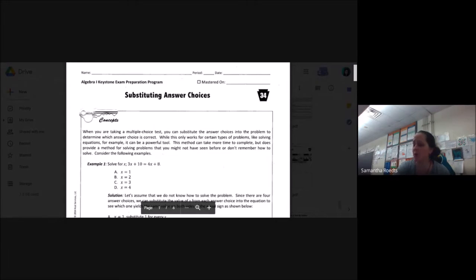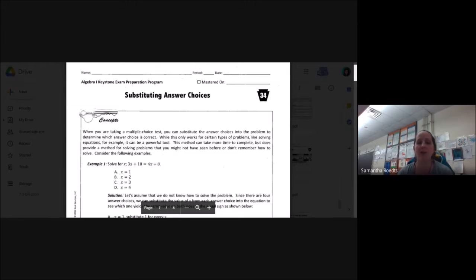While this only works for certain types of problems, like solving equations, for example, it can be a really powerful tool. This method can take more time to complete, but does provide a method for solving problems that you might not have seen before or don't remember how to solve. So consider the following examples.